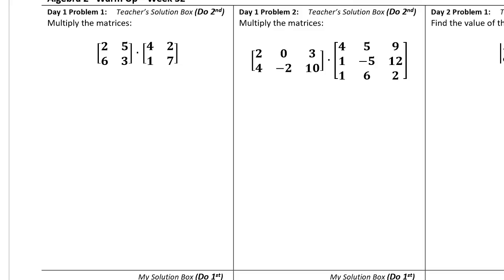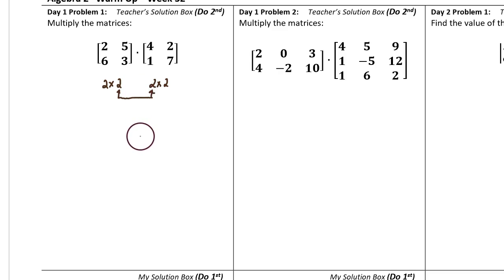Here is the answer for day one, problem one. Multiply the matrices. This first matrix is a 2 by 2 matrix. The next matrix is also 2 by 2. In order to multiply matrices, the number of columns in the first matrix has to be equal to the number of rows in the second matrix. And that is the case here, so they can be multiplied.